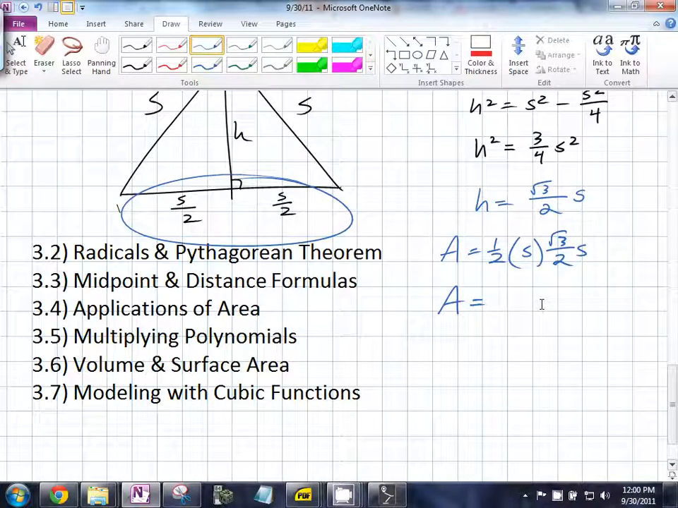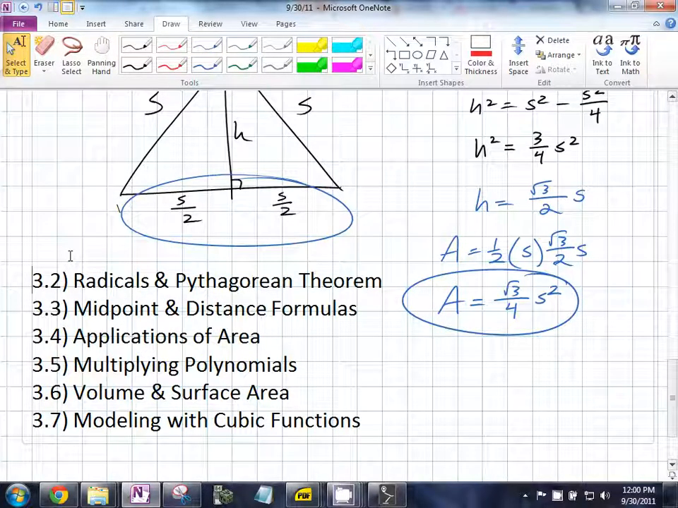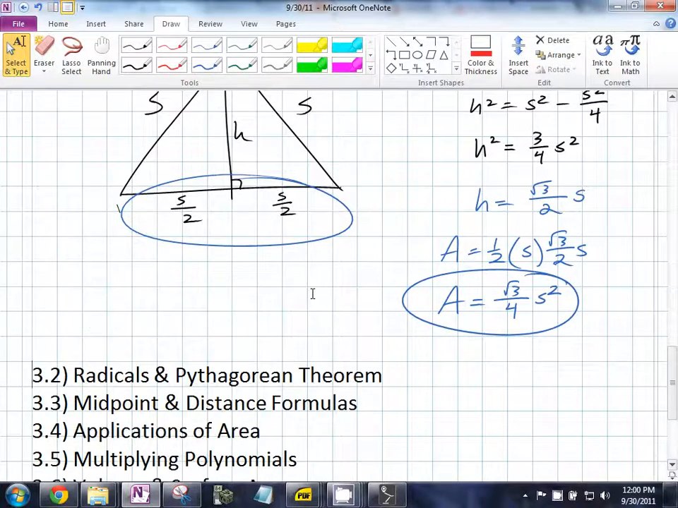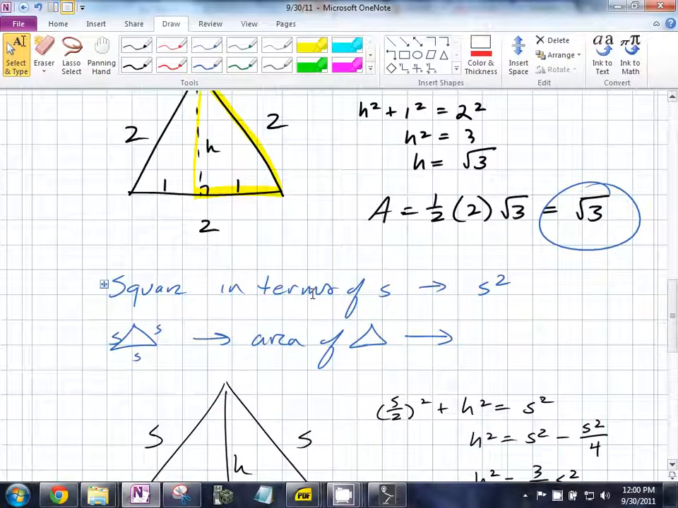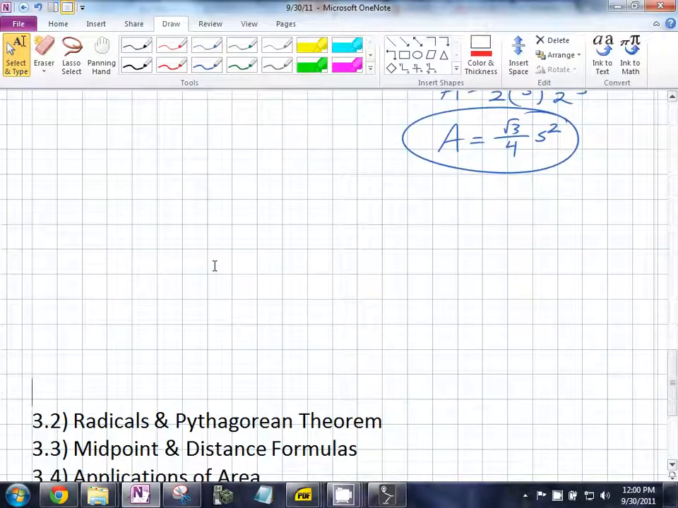So what would be another thing I could ask you? If you just found the area of an equilateral triangle in terms of s, and then you found the area of a square in terms of s, what could I theoretically ask you for next? Pentagon. Area of a regular pentagon, hexagon, etc. in terms of s.